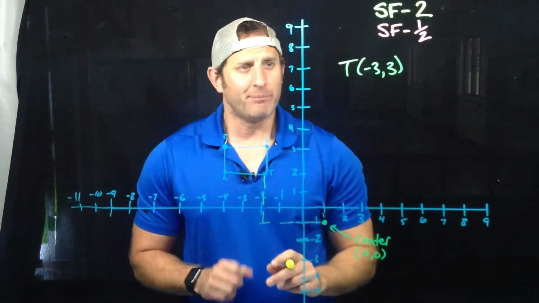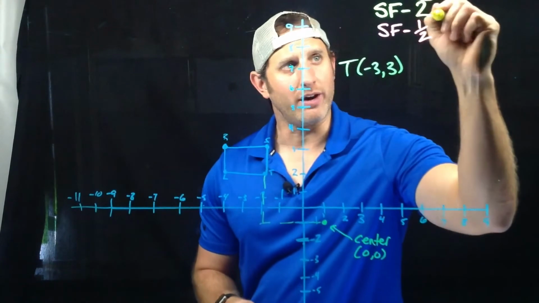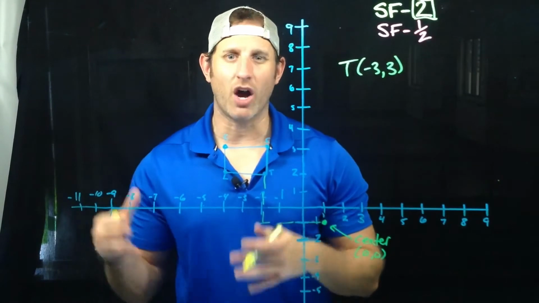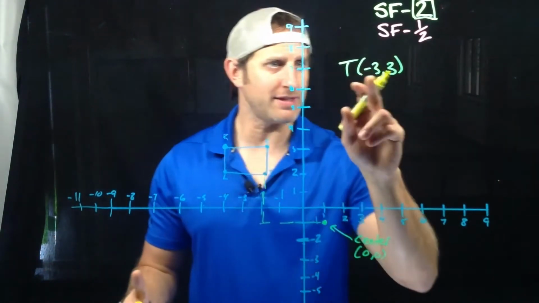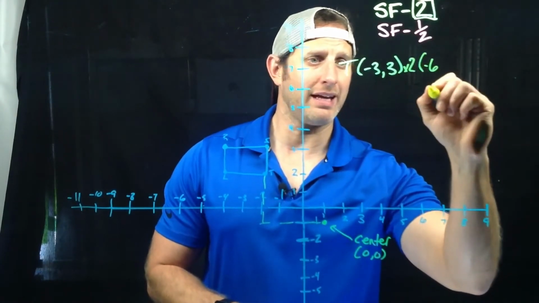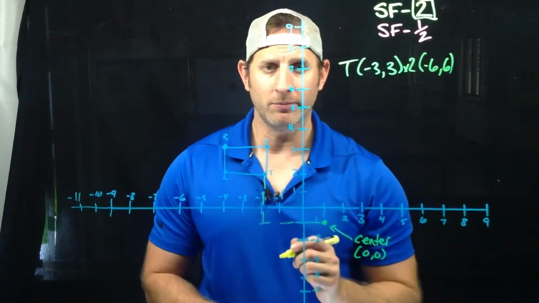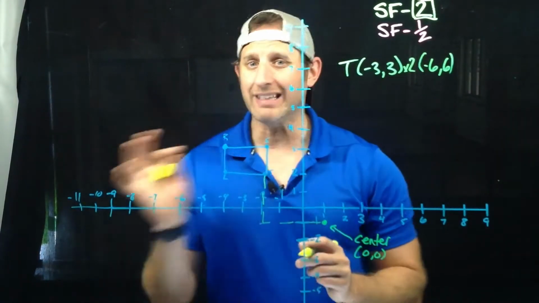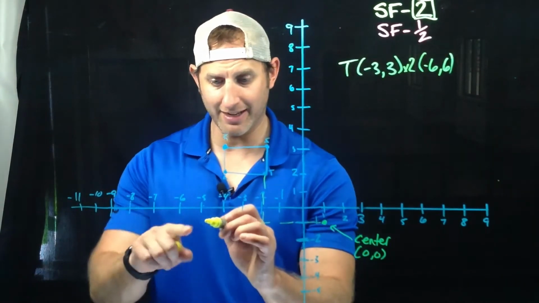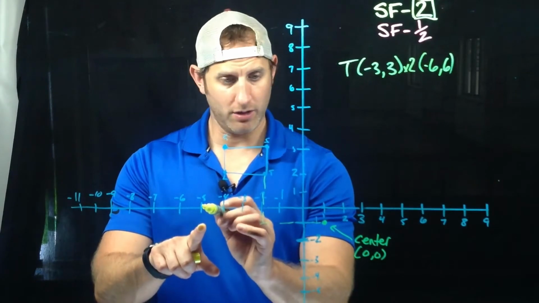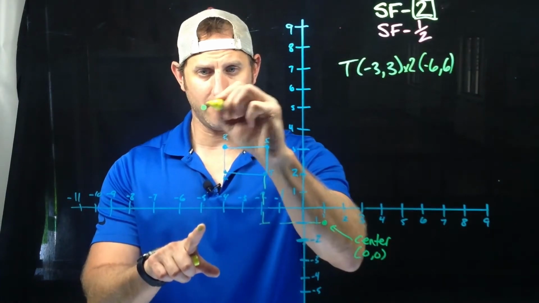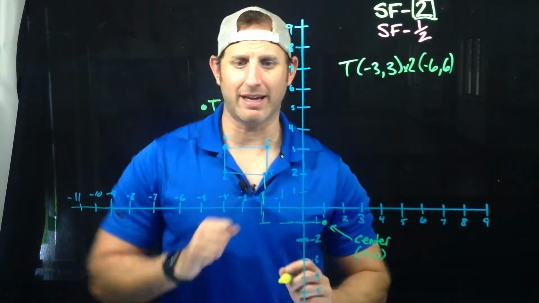That matters. If I'm going by a scale factor of 2 here, what I want to do is multiply or double the distance away from center. So if this is -3, 3, and I multiply this whole thing by 2, I am now going to be -6 and 6 away. So T is going to dilate over 6, 1, 2, 3, 4, 5, 6, and up 6, 1, 2, 3, 4, 5, and 6. This is now my new spot for T.